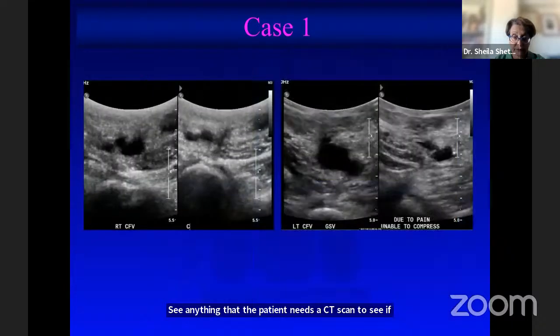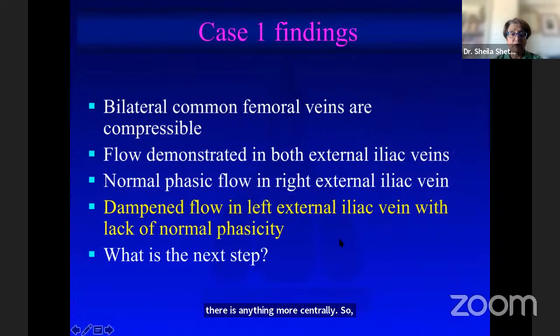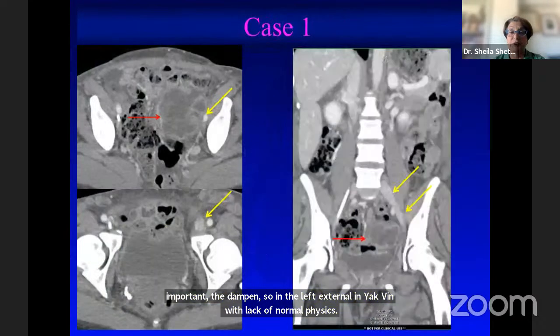So again, just to recap, bilateral common femoral veins are compressible. There is flow demonstrated in both external iliac veins. However, what's more important, there is dampened flow in the left external iliac vein with lack of normal phasicity. So let's look at the next step with a CT scan.